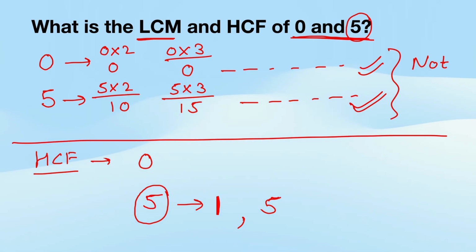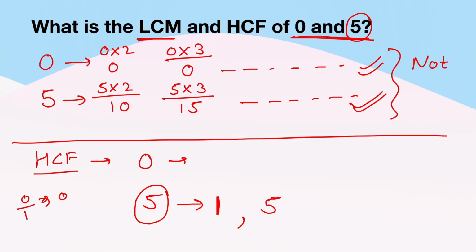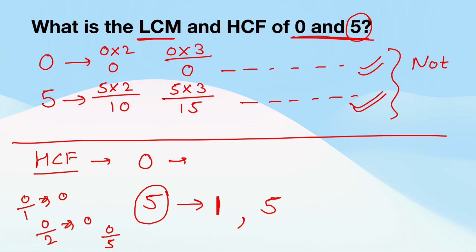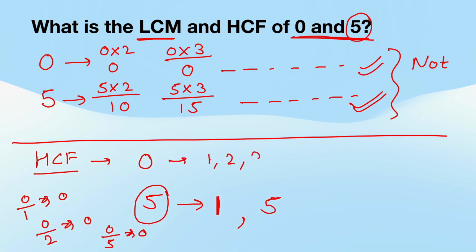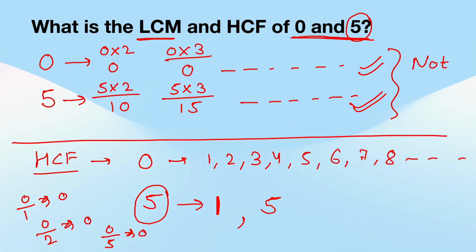No. Okay. Now coming to 0. What numbers can divide 0 completely? All numbers can divide it. See, if I divide 0 by 1, I get 0, completely divisible. I divide 0 by 2, I get 0 again. I divide 0 by 5, I get 0. So 0 is divisible by all numbers. So what are the factors of 0? All numbers are factors of 0, whether it is 1, 2, 3, 4, 5, 6, 7, 8 and so on.